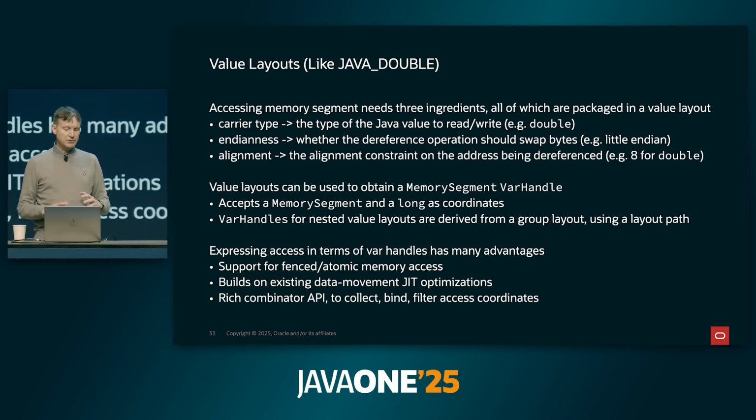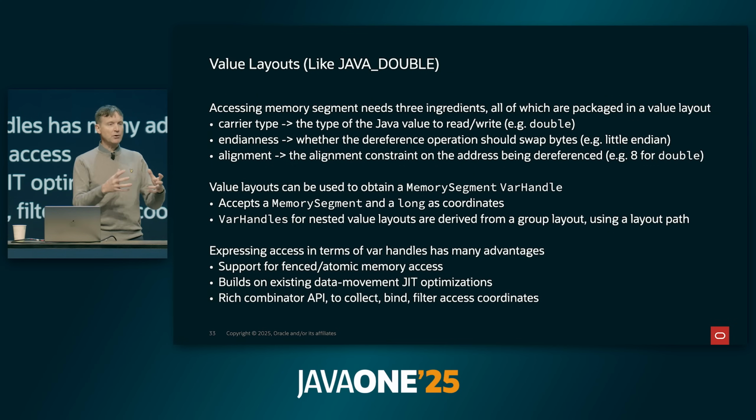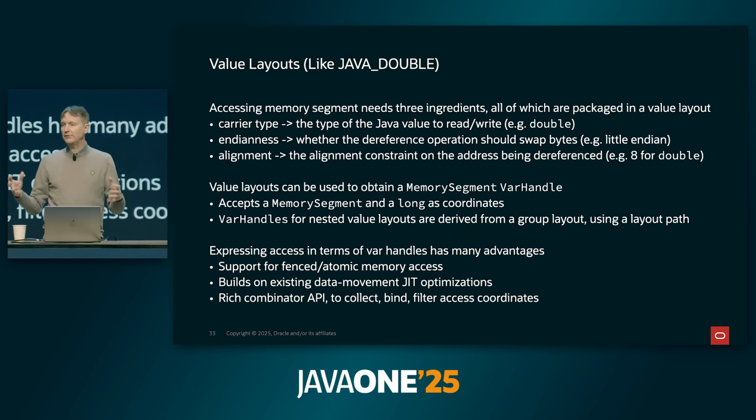And there is also a rich combinator API. So you can take a var handle and say that I want to always plug in a parameter, for this parameter 0 or something else, and you can build up your own kind of var and method handles using that combinators API.